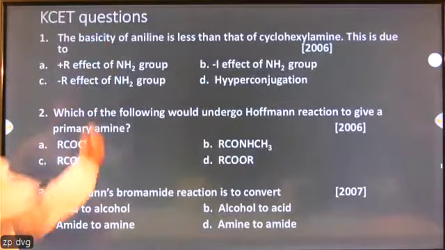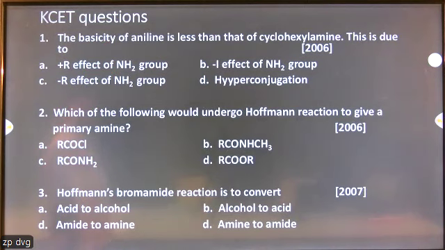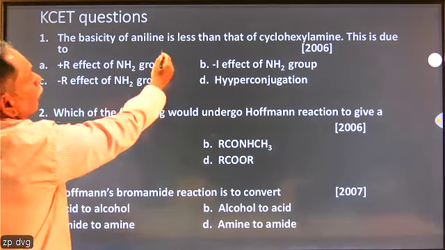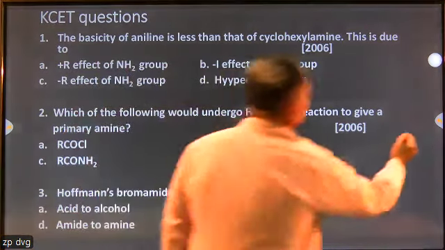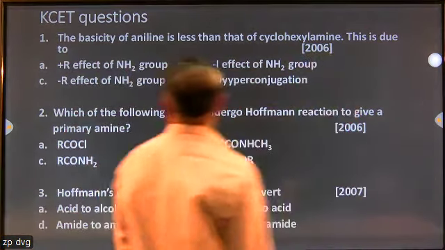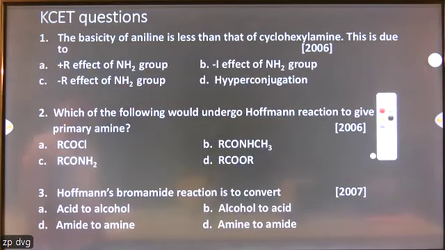Now we'll discuss some of CET questions. The first question is, the basicity of aniline is less than that of cyclohexylamine. This is due to, so there are four options: plus R effect of NH2 group, minus I effect of NH2 group, minus R effect of NH2 group, and hyperconjugation.